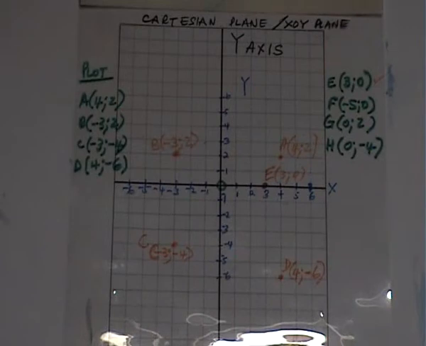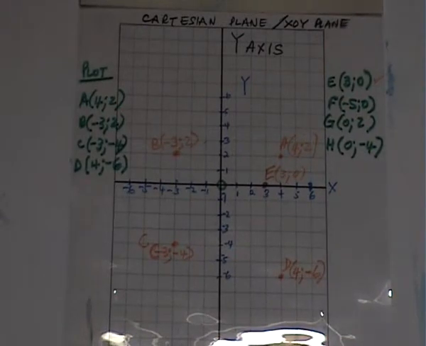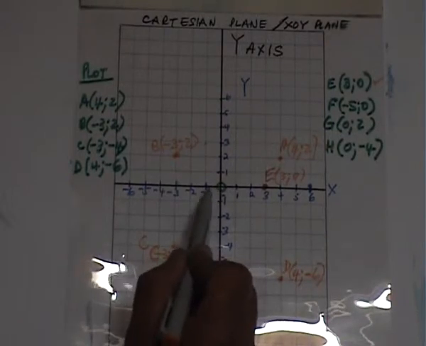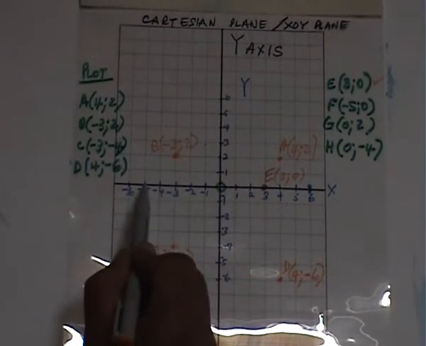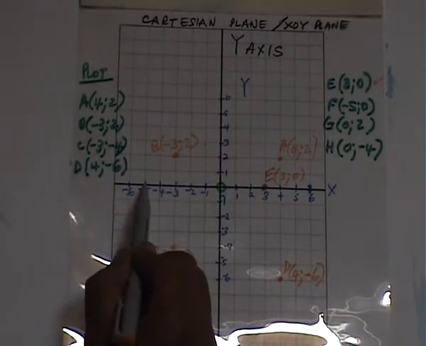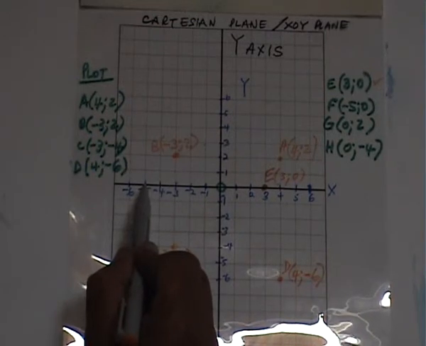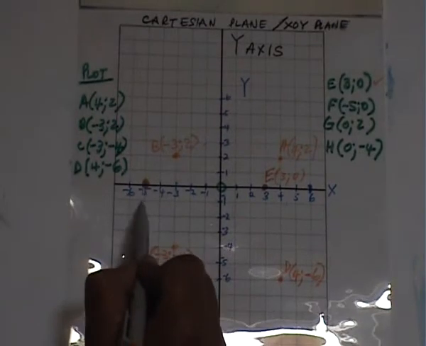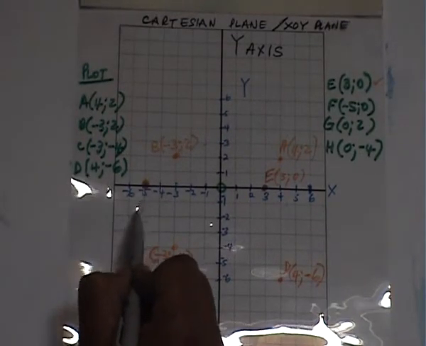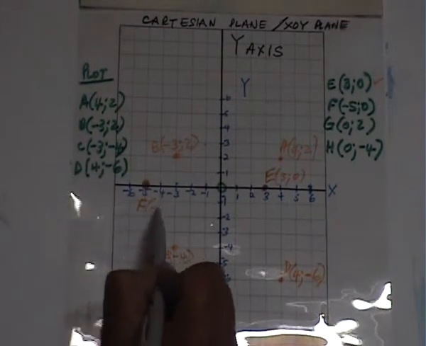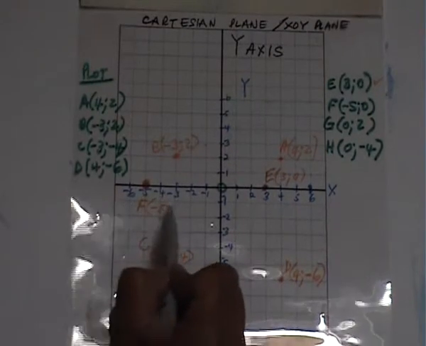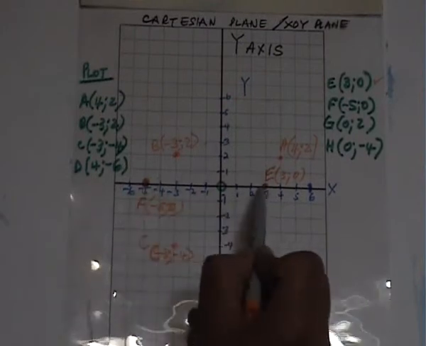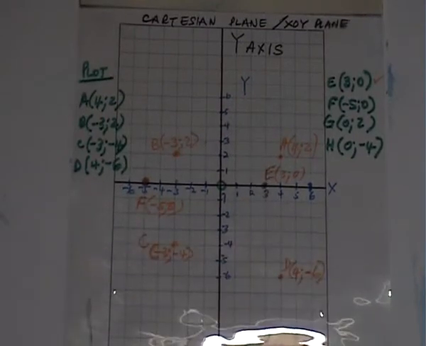Now let's look at F. F is minus 5, 0. So on the x-axis, look for minus 5. I found it. Then y is 0, which means don't move up, don't move down. So it will be on the line there. So this is F, and it is minus 5, 0. Remember that this dot is on the line and this dot is on the line.